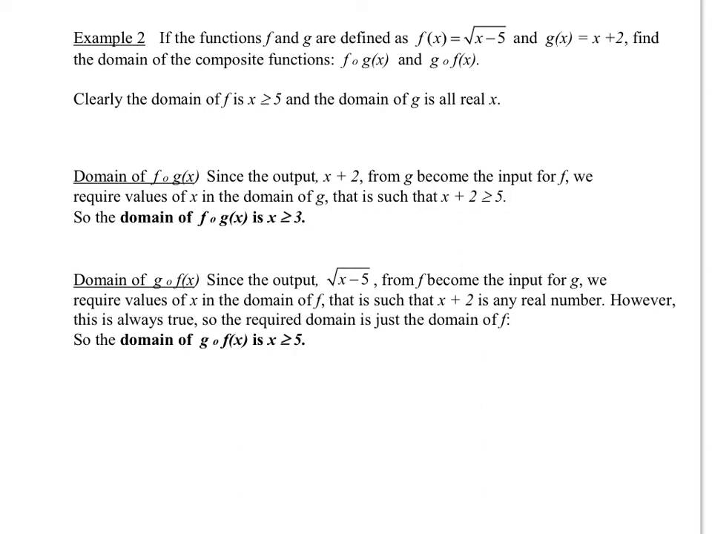You can try that out a little bit. If you try x equals 4, you're going to have 4 plus 2, that's 6. And then you put the 6 in here. That's the square root of 6 minus 5, the square root of 1. Okay, that works.